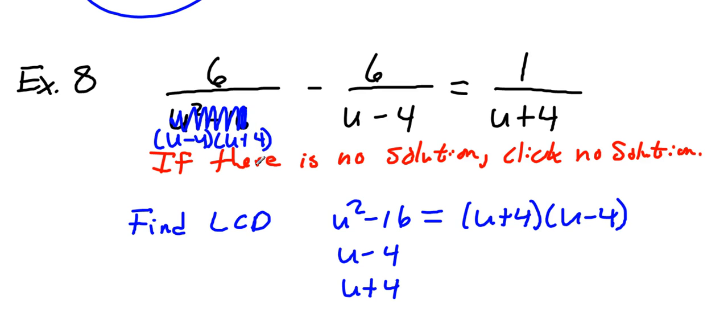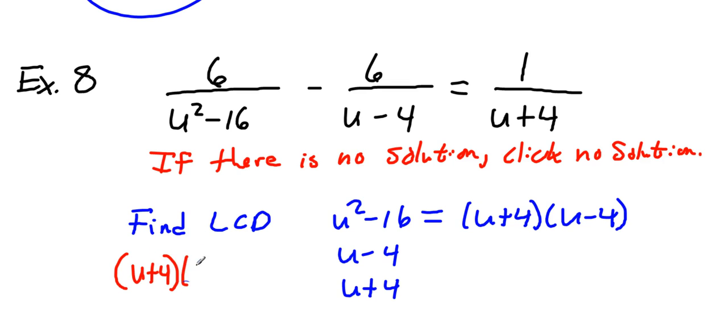And if you do that, what are all the different things that show up in the denominator? u minus 4 and u plus 4, right? So your least common denominator would be u plus 4 and u minus 4. We took the u squared minus 16. If you can factor it, you factor the denominator as much as you possibly can. And when we did that, it wound up being these two things, so it just repeated itself a couple times.